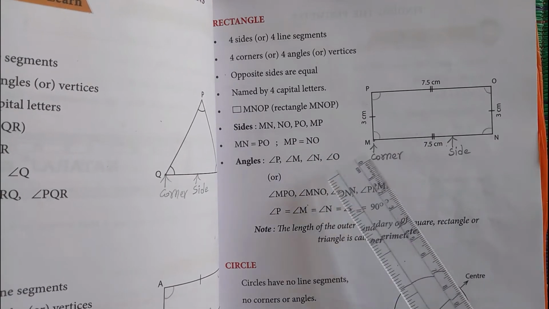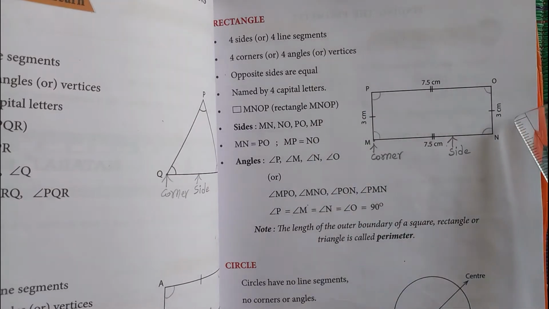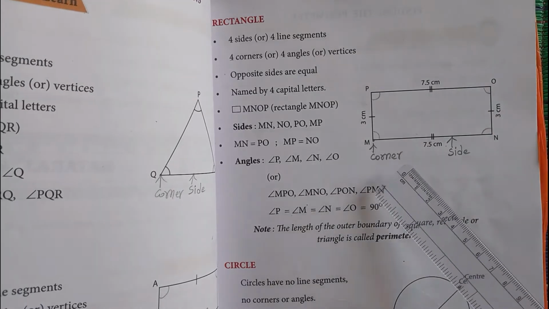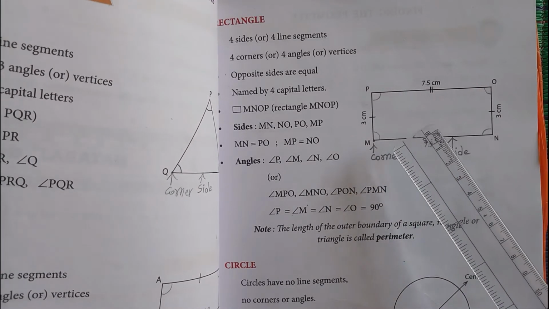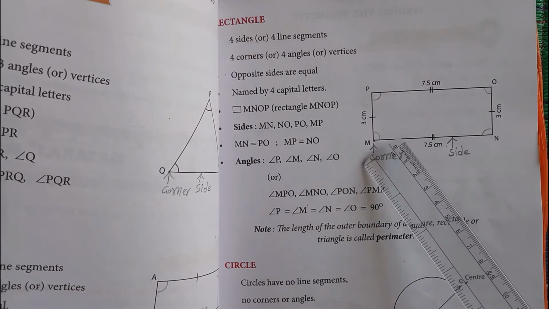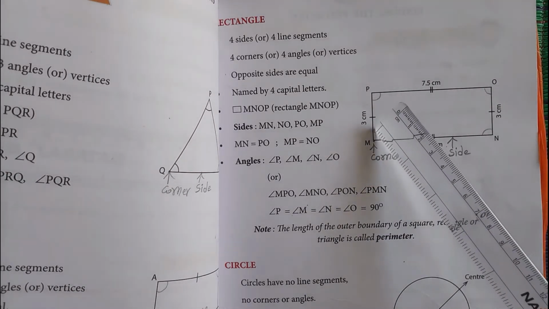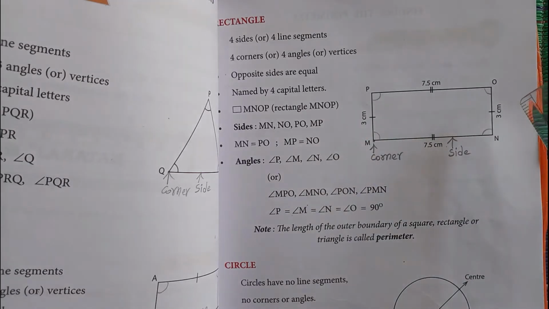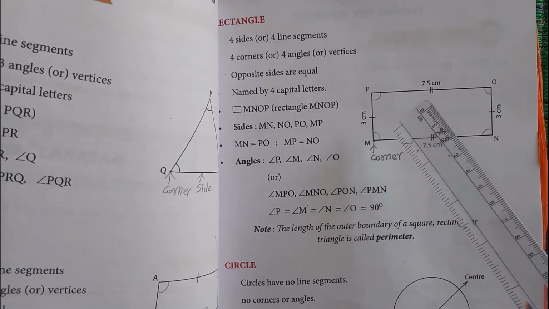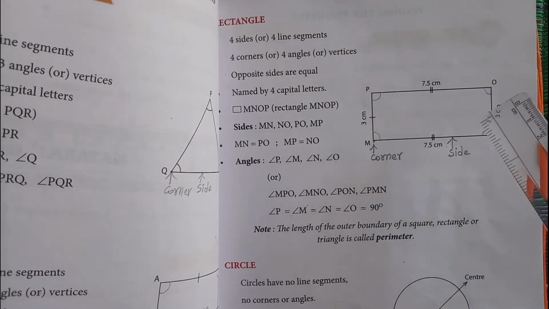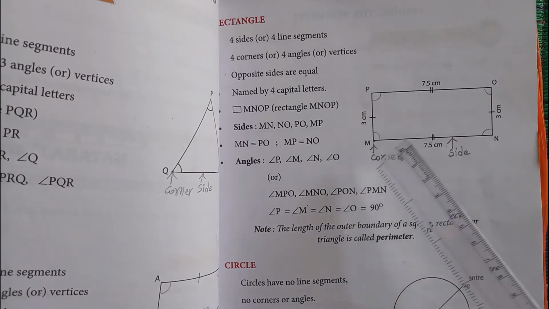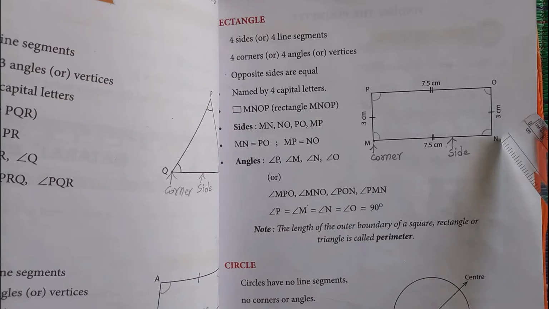Angles we can call it as angle P, angle M, angle N, angle O. Or in another form also we can call like angle MPO. This is an angle, right? Here angle is there. Angle M, angle P, angle O, angle N we call. Or in another way we are calling it as angle MPO, angle MNO, angle PON, angle PMN.